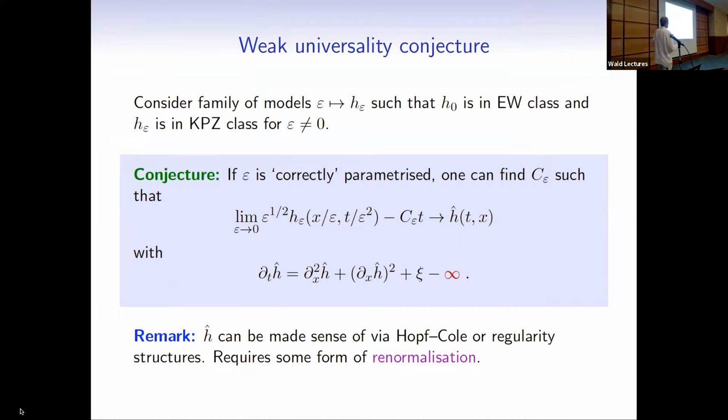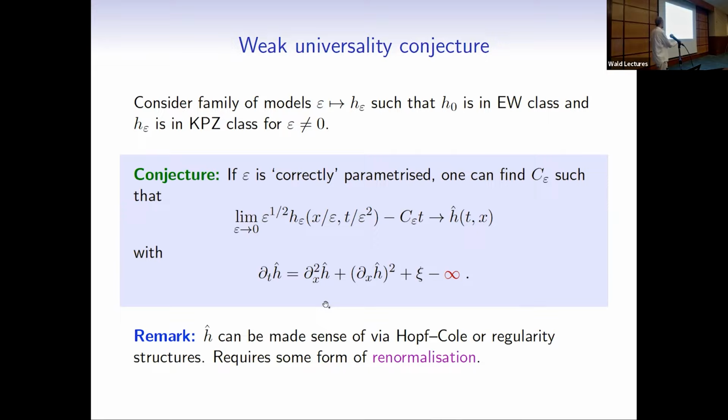And there are different ways of doing this. So originally, of course, it was derived heuristically in the physics literature by Kardar, Parisi, and Zhang. So that's the KPZ. But then in the math literature, it was first rigorously derived from an actual microscopic model by Bertini and Giacomin in the late 90s. And the way they gave a meaning to this equation was by what's called the Hopf-Cole transformation.